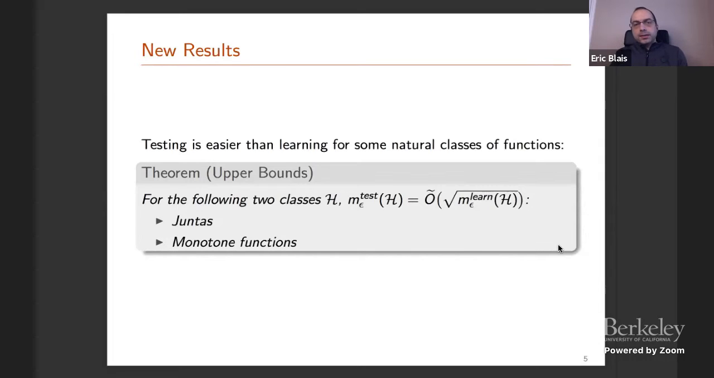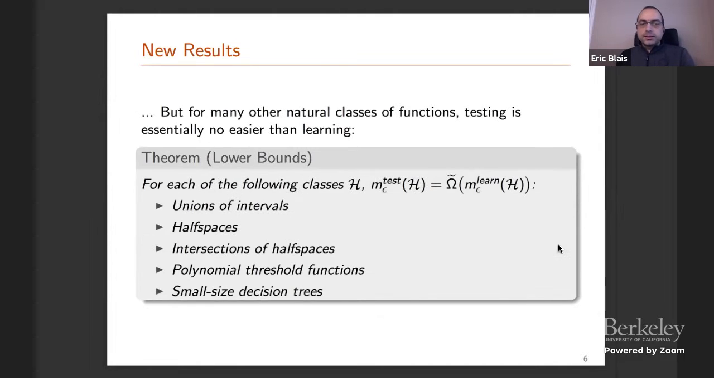It turns out there are many other natural classes for which you can't hope for this kind of separation. Specifically, there are many natural classes of functions, like half spaces or intersections of half spaces, PTFs, decision trees of small size, and quite a few other ones, where the separation between the two is going to be at most a log factor. This is the lower bound I want to talk about. To give you an idea of the proof and the main idea I want to introduce, I'll be talking about half spaces.